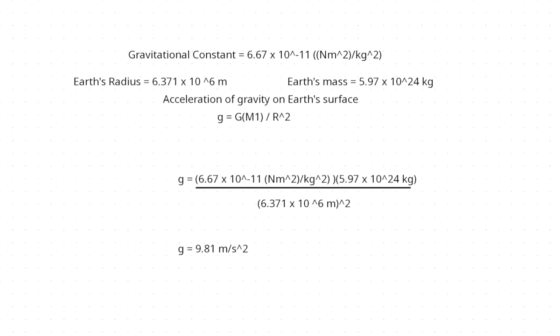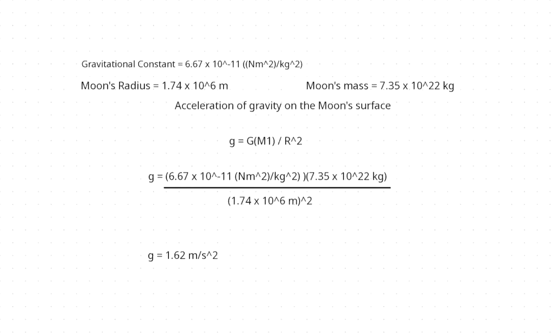And again, we're going to use the same formula that we derived a second ago, right? This time, M1 represents the moon, and R represents the radius of the moon, okay? So our values, again, the gravitational constant doesn't change. It's still 6.67 times 10 to the negative 11, with the same units. This time, however, the moon's radius is approximately 1.74 times 10 to the 6 meters, and the mass of the moon is approximately 7.35 times 10 to the 22nd kilograms. We go ahead and plug those values into our formula, right?